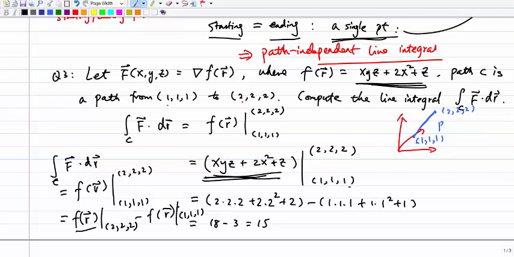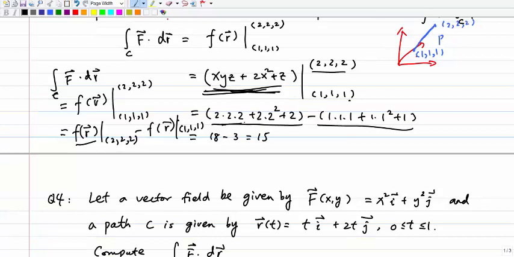By replacing x by 2, y by 2, z by 2, this is what I have for this value. Then by replacing x, y, z by 1, 1, 1, I get this value. If you do the calculation, you have 8 plus 8 plus 2, so this is 18, minus 3, so it's 15. Okay, so this is question number 3. Let's go to question number 4.